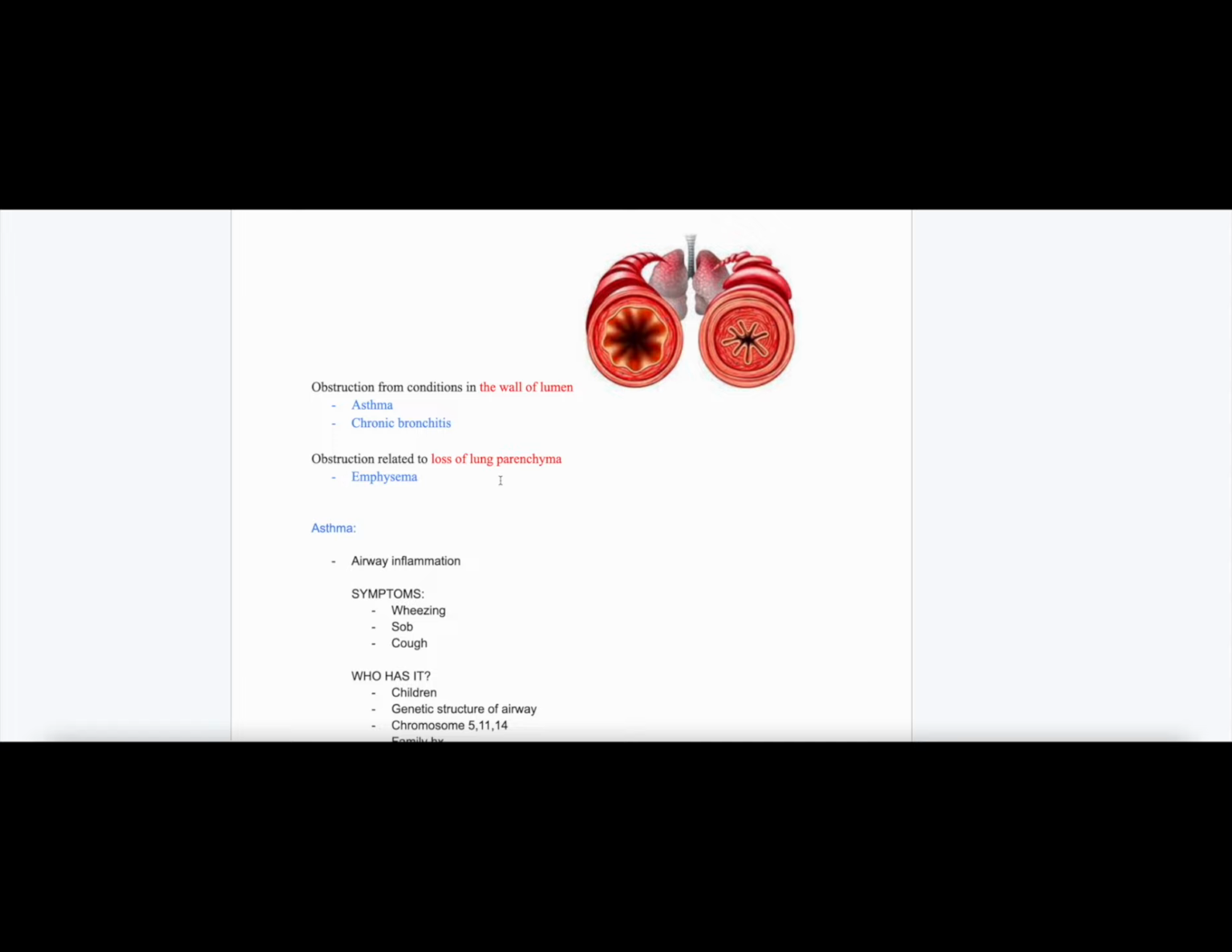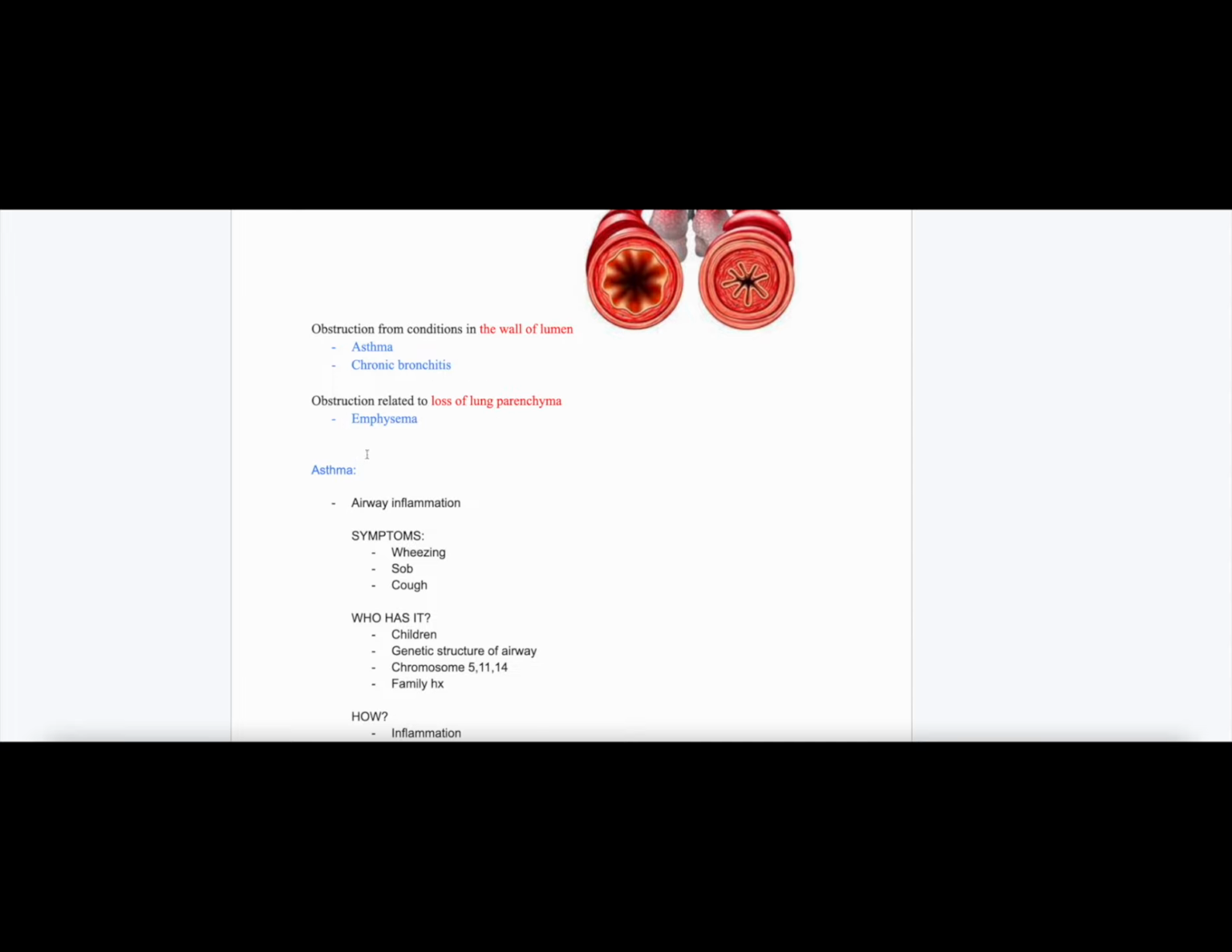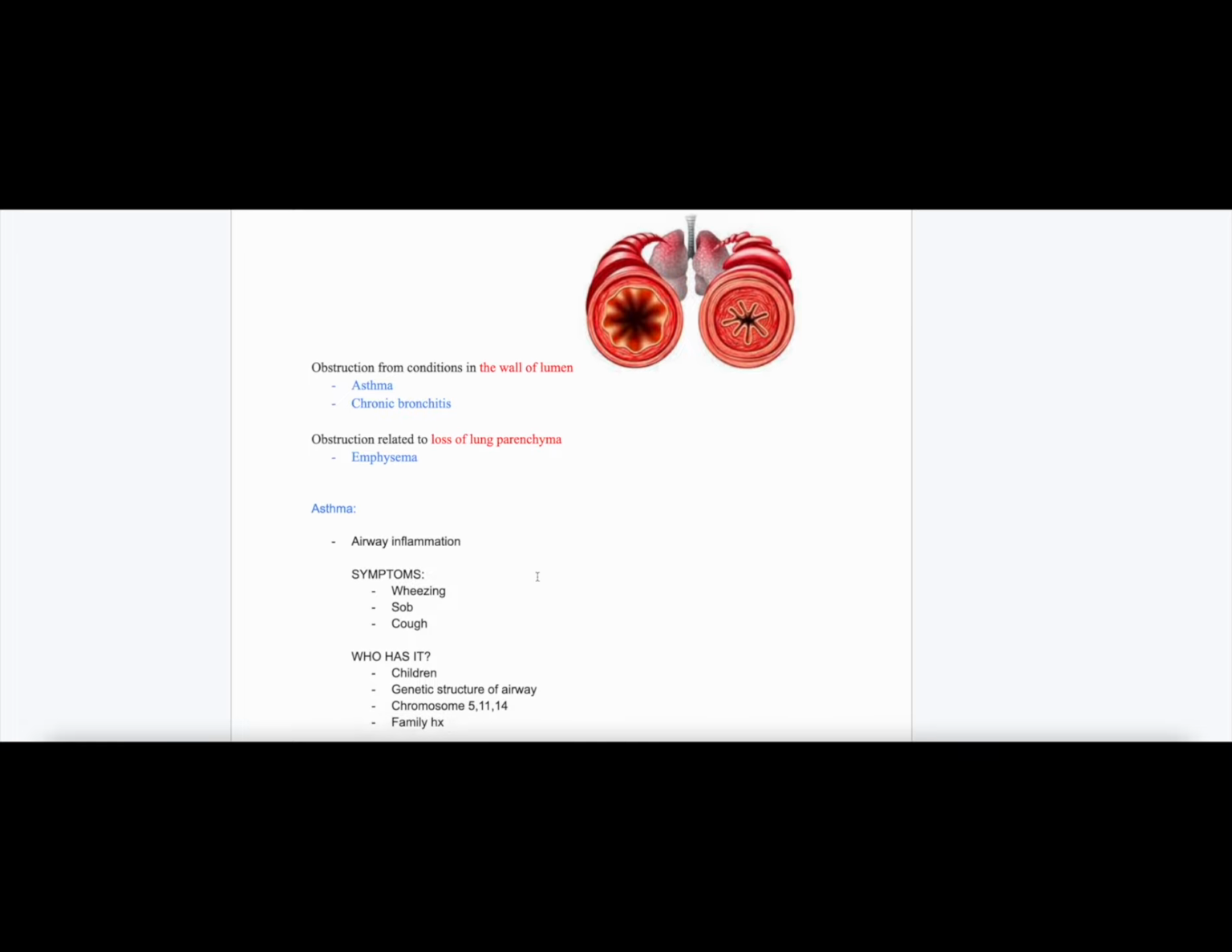I wanted to start off with asthma. Asthma is an airway inflammation. You can see right here, this is how a normal lumen airway should look. And then this is a very severe airway inflammation going on. Some symptoms are wheezing, shortness of breath, and cough. And we see it in children. Usually the genetic structure of the airway is compromised, which leads to asthma. So some people are just born with it.